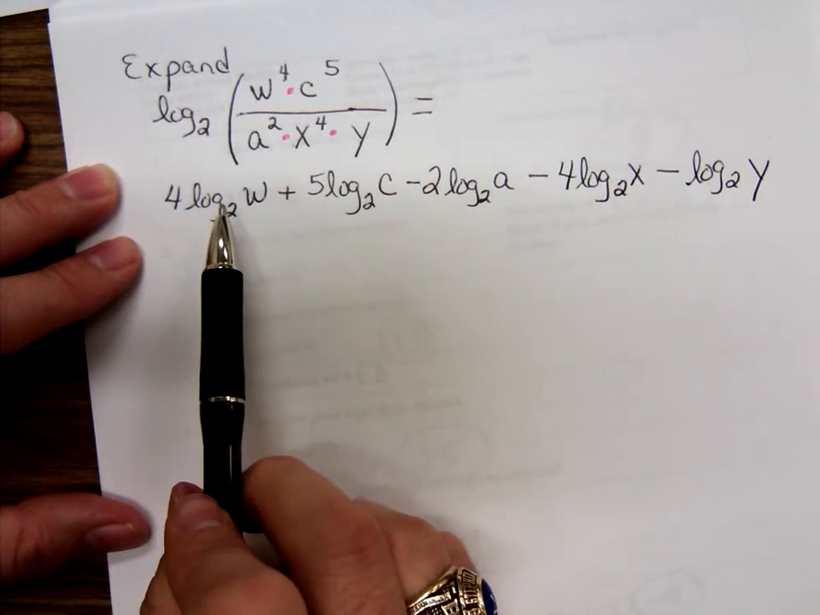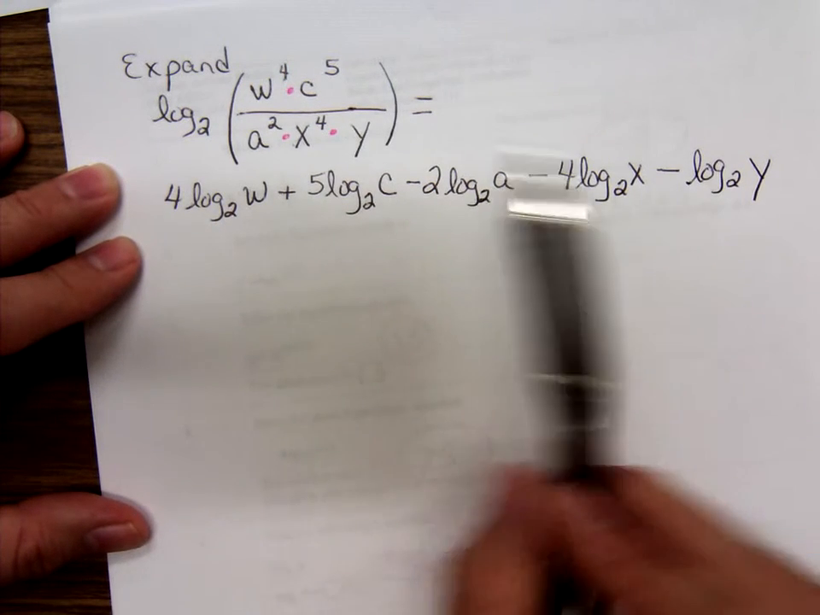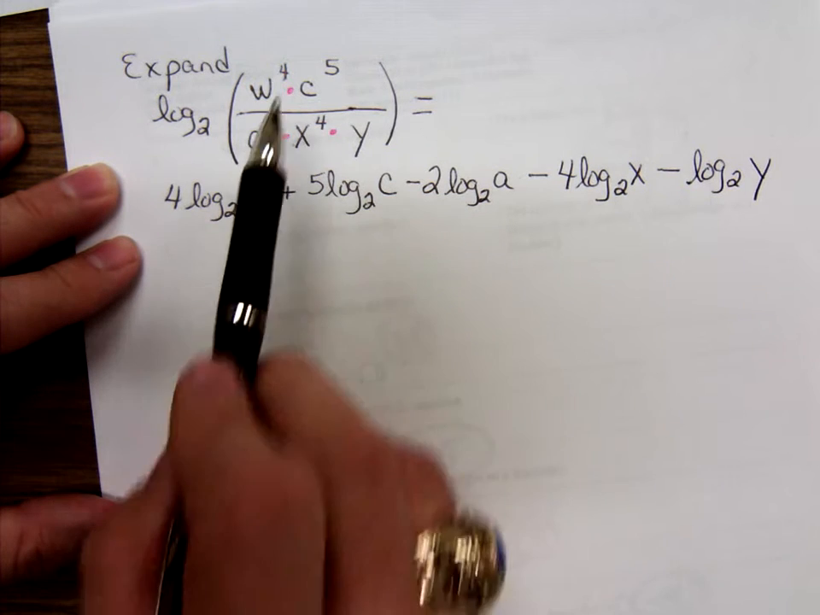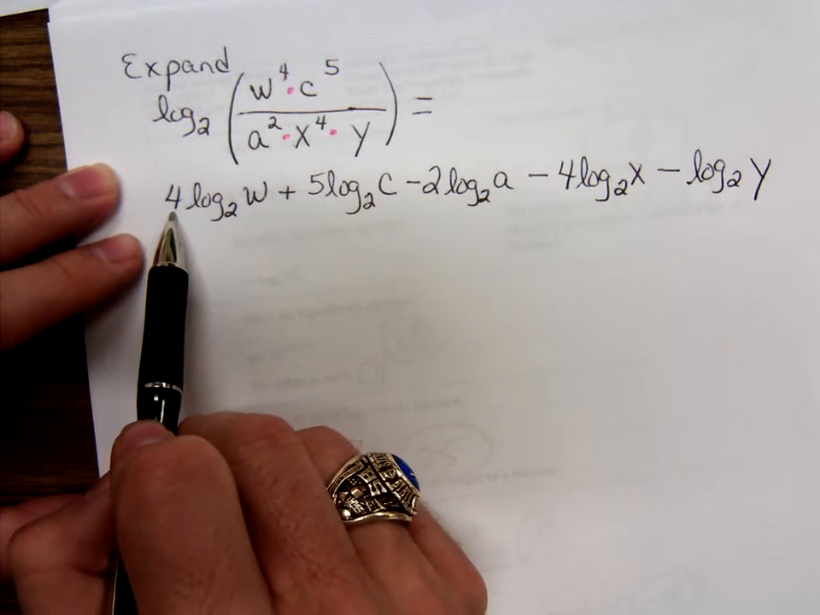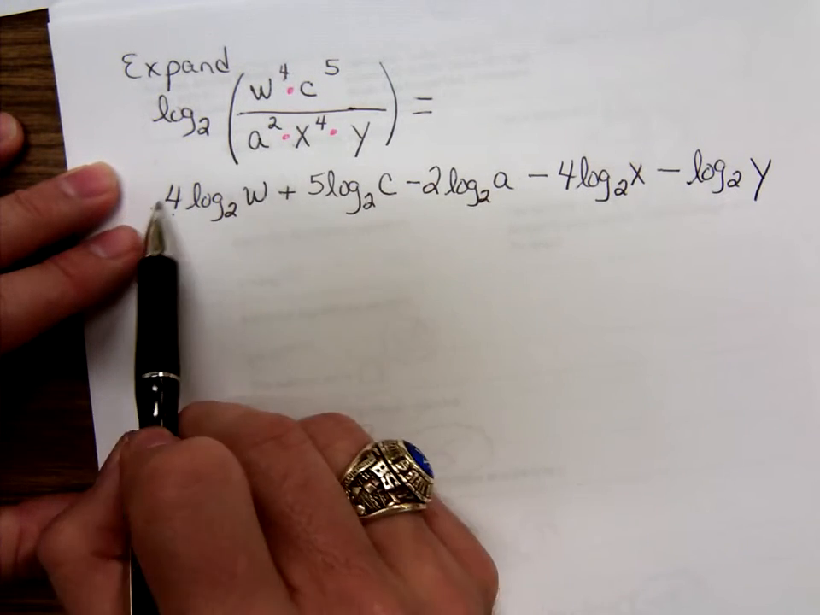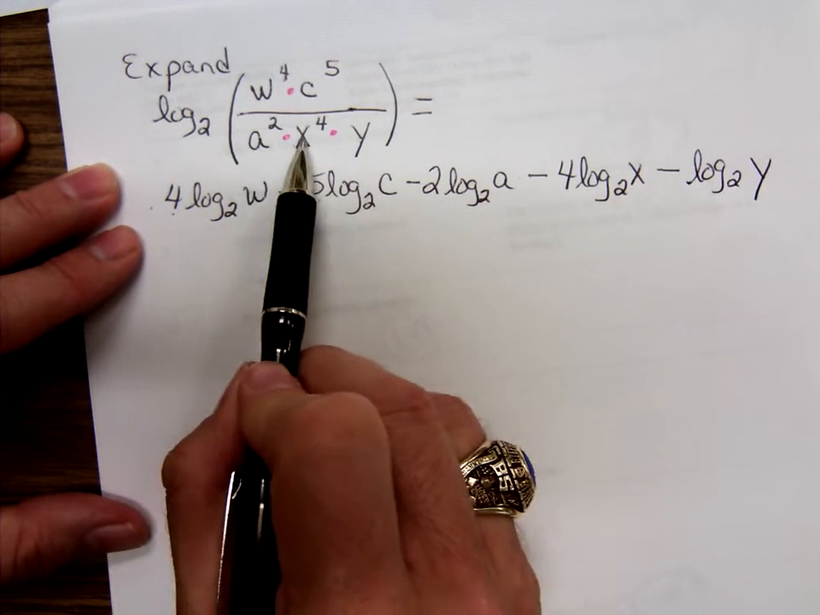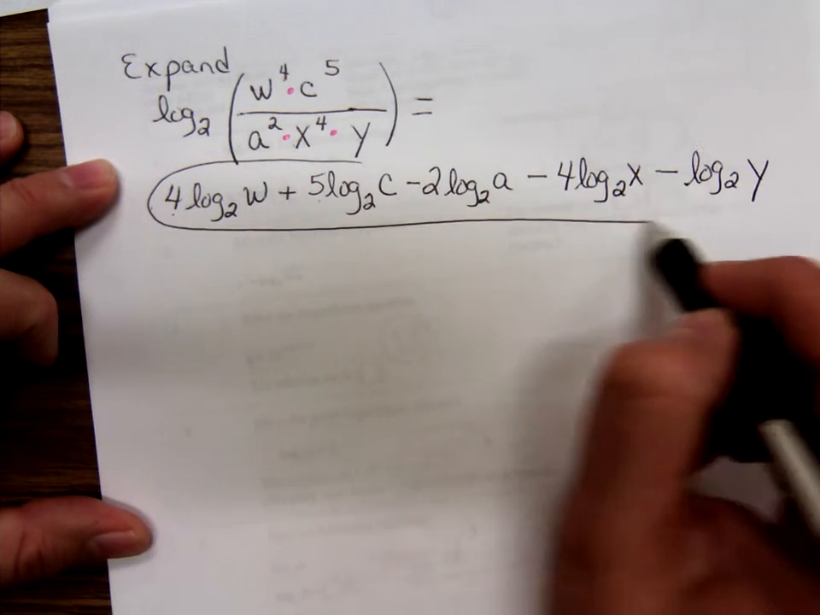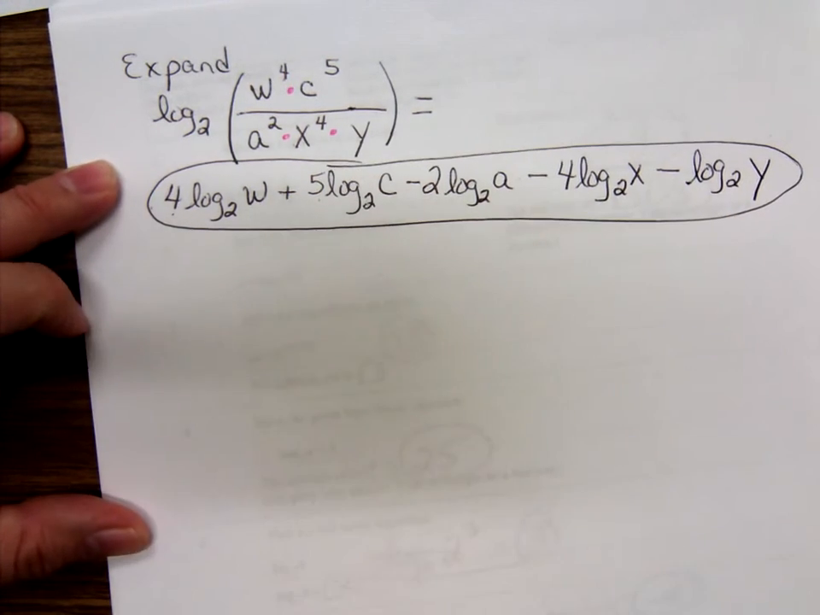Notice 1, 2, 3, 4, 5. We have 5 logarithms. The exponents are in front of the letter L. The stuff that's on top has pluses in front of it. The stuff on the bottom has minuses. Okay?